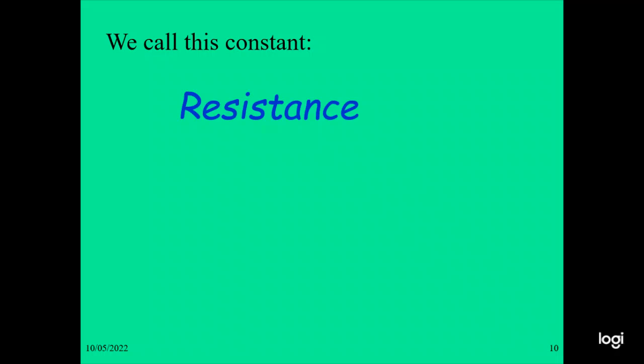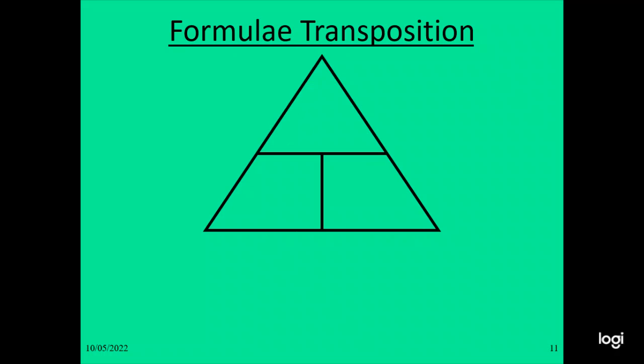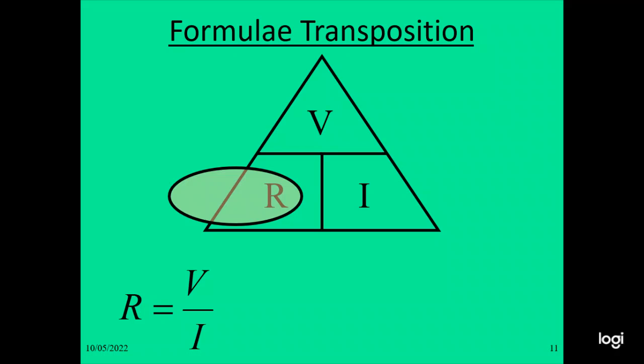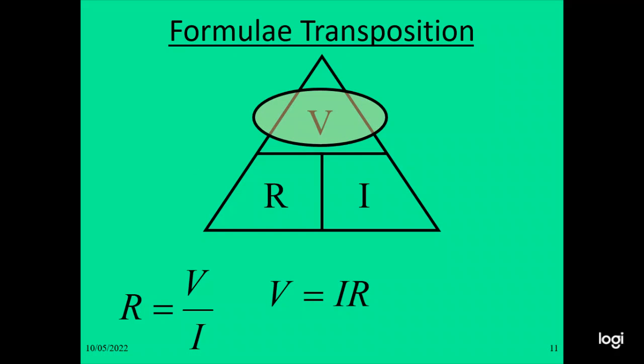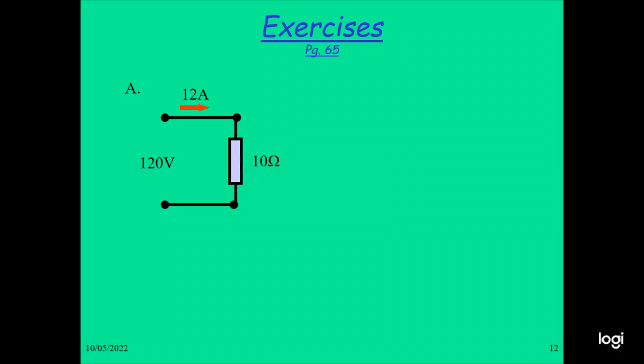This constant is the resistance. Resistance is a measure of the conductor's opposition to electric current. The formula transposition: R equals V by I, I equals V by R, voltage V equals I multiplied by R. Current equals V by R.